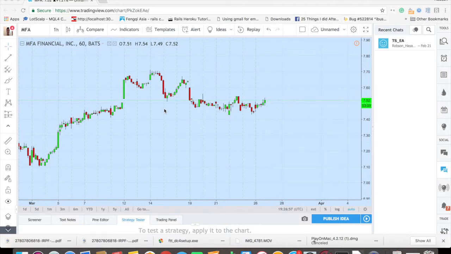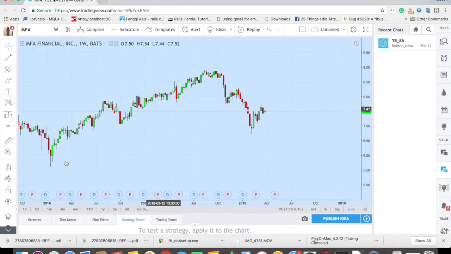Today I decided to pick this stock MFA. And the reason I picked this stock is because on the weekly chart, let's take a look at the weekly chart first. What I can see from this chart is that the bottom here is more or less the same as this one and a little bit lower than this one. So I have a support here.